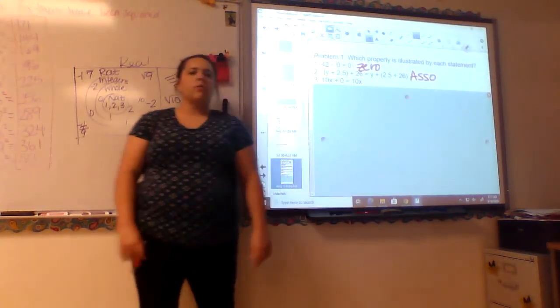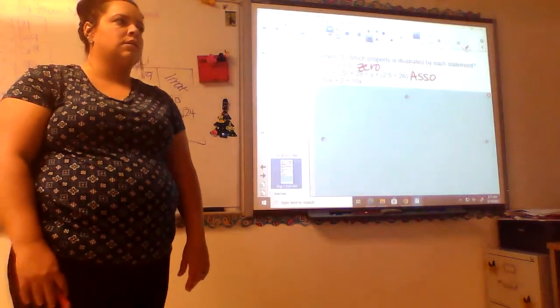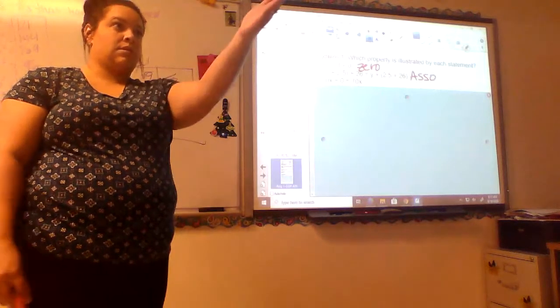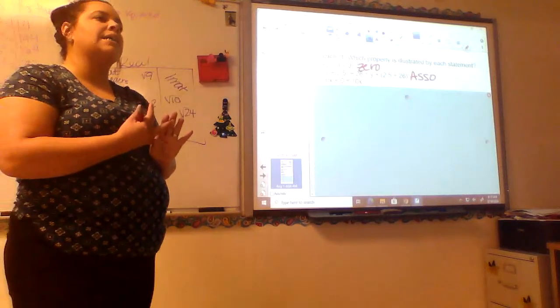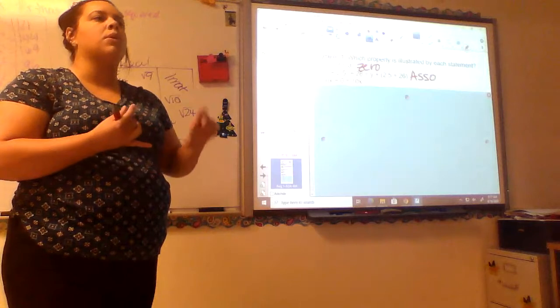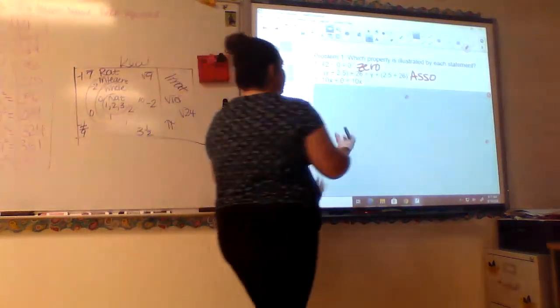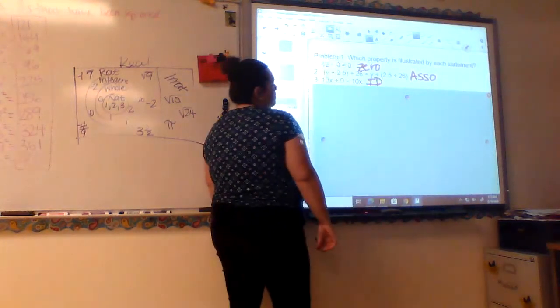All right, this third one here, 10x plus 0 is equal to 10x. I know what this one could be? Identity. This is the identity property because the identity property says that you can add 0 to any number and it's still the same number, or you can multiply by 1 and it's still the same number. So this is identity. It stayed the same number. So I'm just going to call it ID.